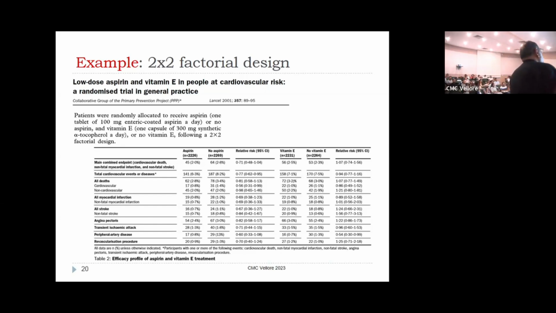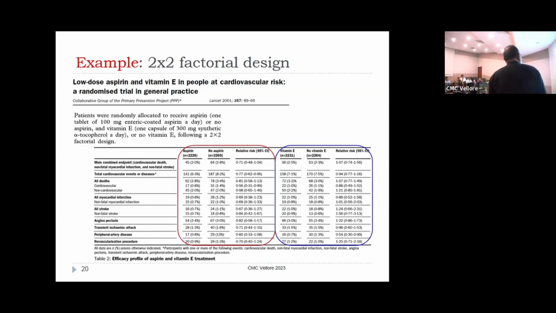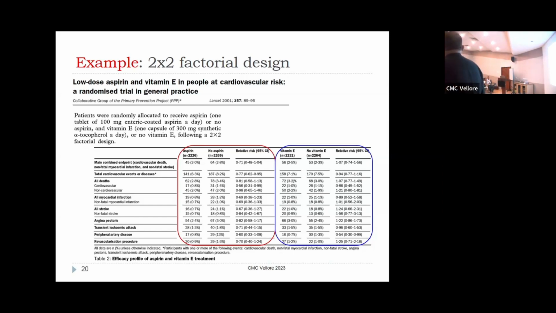And what did they do in their analysis? They give us the result of the aspirin versus no aspirin using all the 4,500 or so people. And then they also do it for vitamin E versus no vitamin E, all the 4,500 people. What is wrong with this one? Is there anything wrong with this analysis?